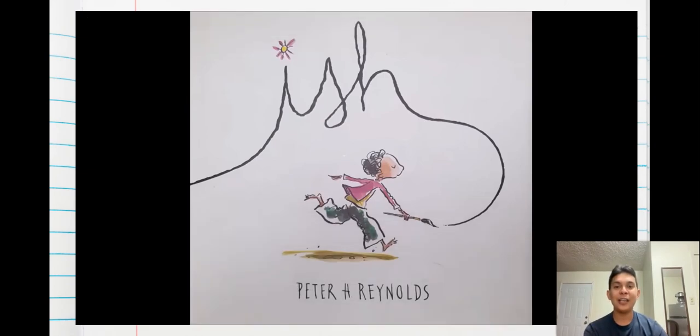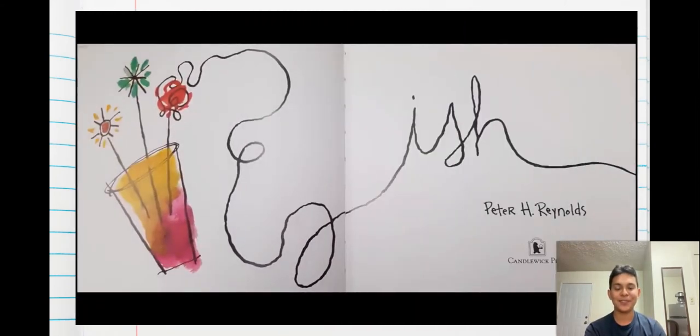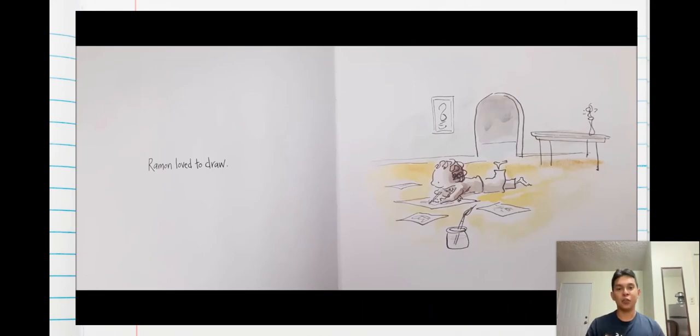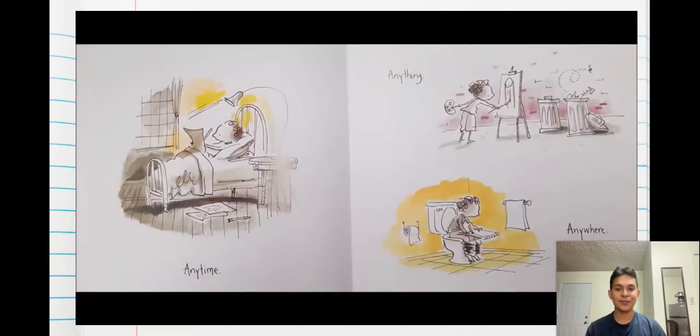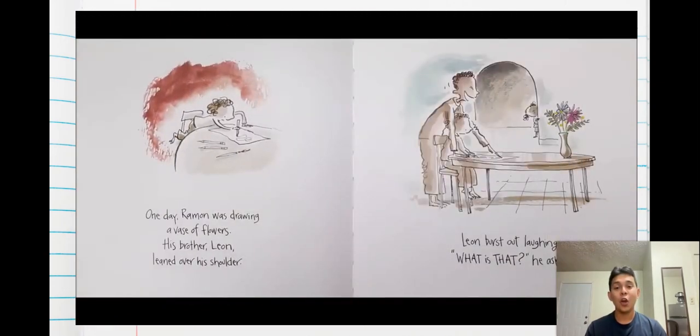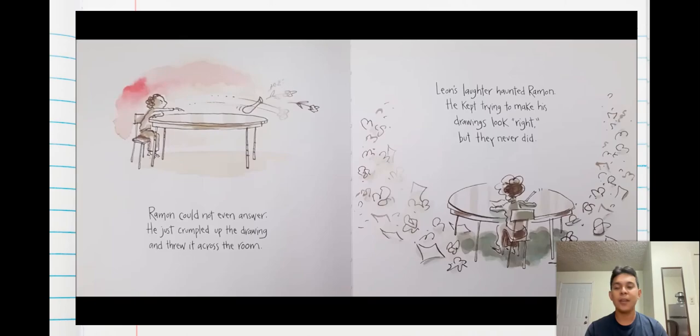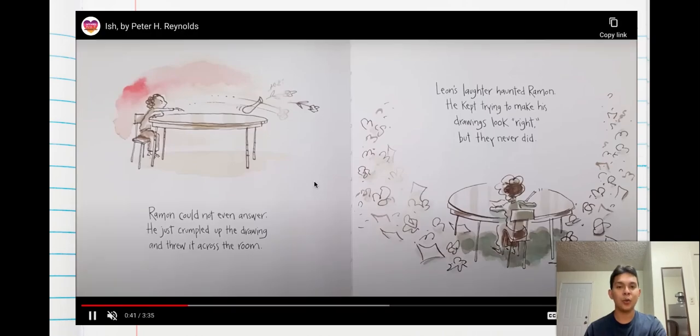Ish by Peter H. Reynolds. Ish. Ramon loved to draw. Anytime, anything, anywhere. One day, Ramon was drawing a vase of flowers. His brother Leon leaned over his shoulder. Leon burst out laughing. "What is that?" he asked. Ramon could not even answer. He just crumpled up the drawing and threw it across the room.